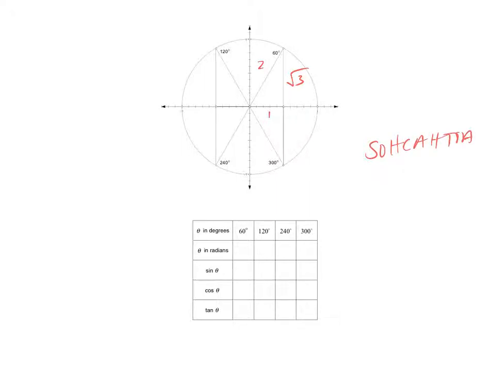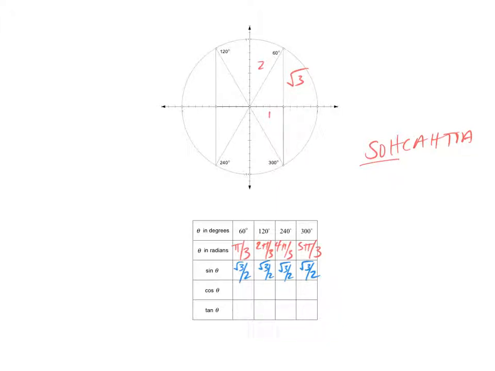And now, for my angle in radians, let's convert those. So those are pi over 3, 2 pi over 3, 4 pi over 3, and 5 pi over 3. Our sine is going to be the opposite over the hypotenuse, and so that is going to be the square root of 3 over 2. And again, that same ratio is going to apply for all of these in this particular table.